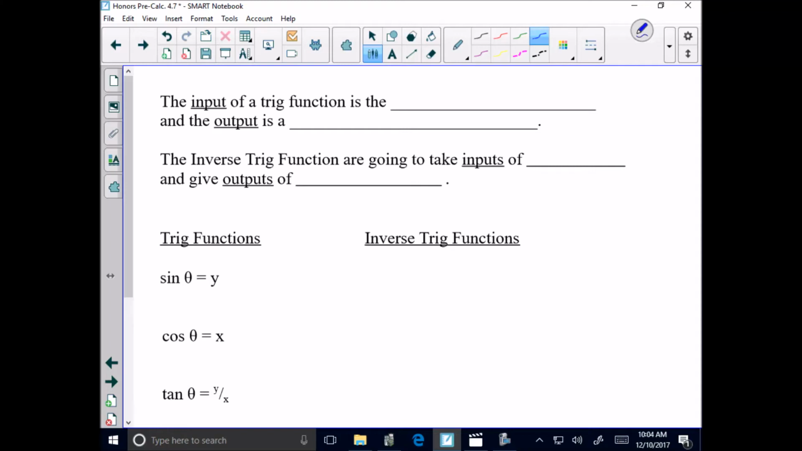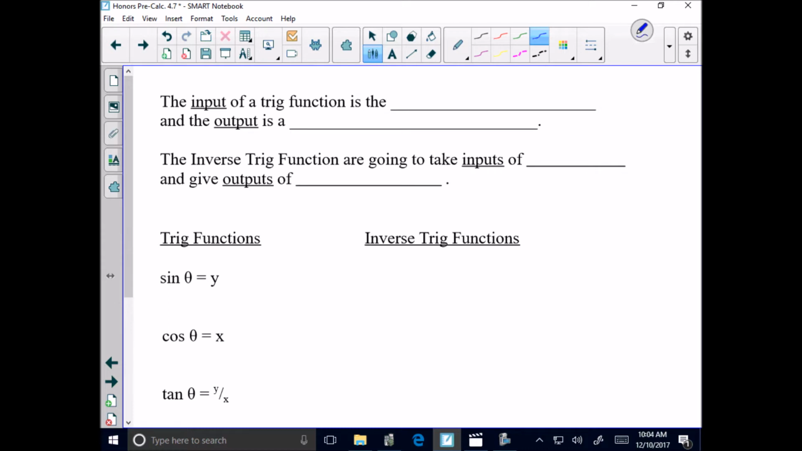Alright guys, in this video we're going to talk about the inverses of the trig functions. And when we talk about inverses, we're talking about two relations that undo each other, which means that if we're talking about functions, we're going to be talking about relations that switch the input and the output, right?